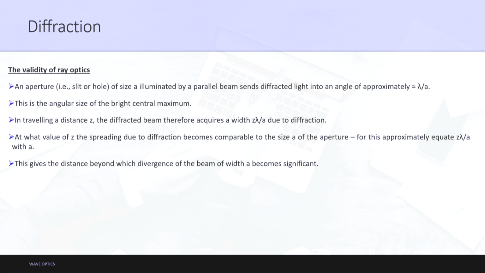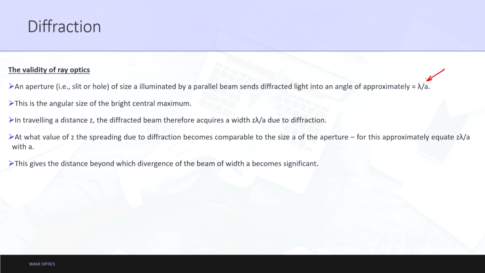Okay. Next is, so what is an aperture? In the previous lectures also we considered a concept called aperture. So an aperture, in simple terms, can be understood as a slit or a hole. An aperture, that is a slit or a hole of size A, illuminated by a parallel beam, sends diffracted light rays into an angle of approximately lambda by A.